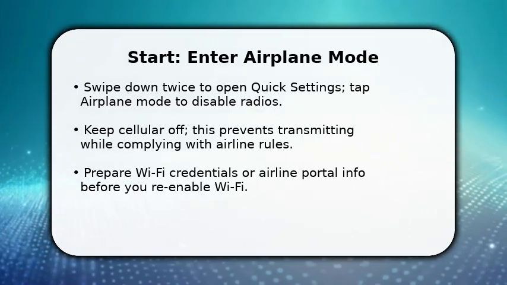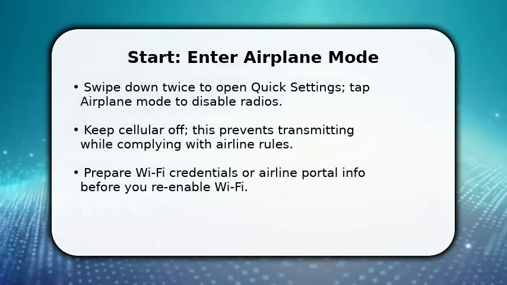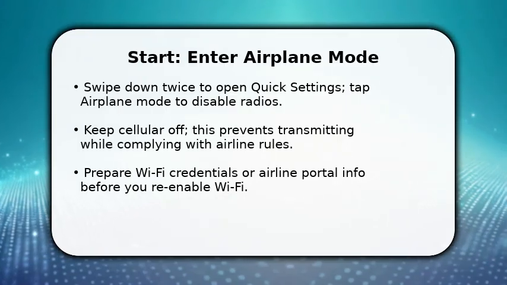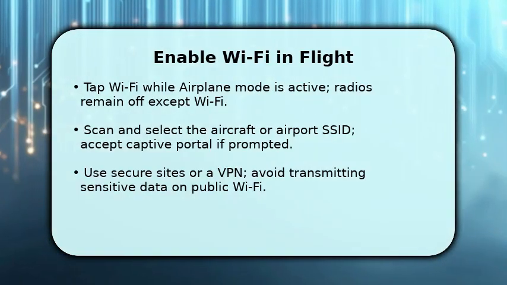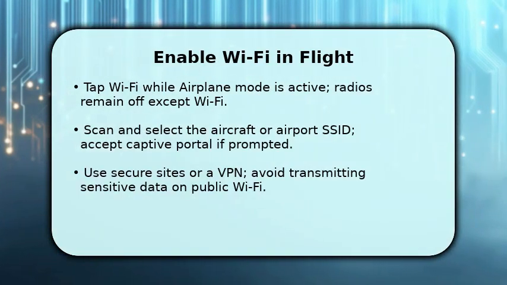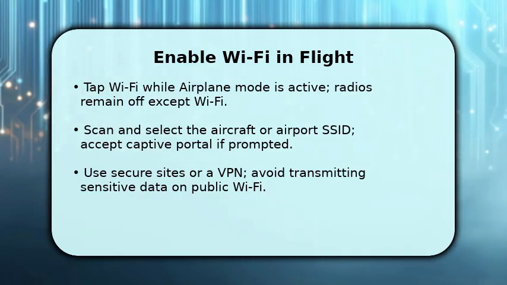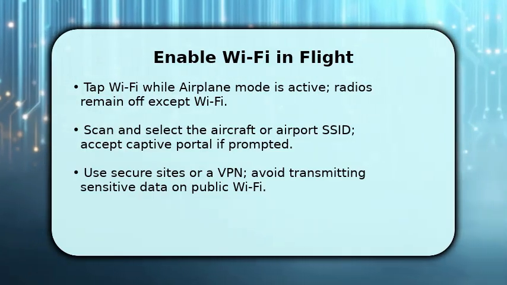Don't skip gathering the password or voucher code, because you'll move straight to connecting the phone's Wi-Fi after the radio has been disabled. With airplane mode on, turn Wi-Fi back on from Quick Settings or Settings Wi-Fi. This restores internet without reactivating cellular.